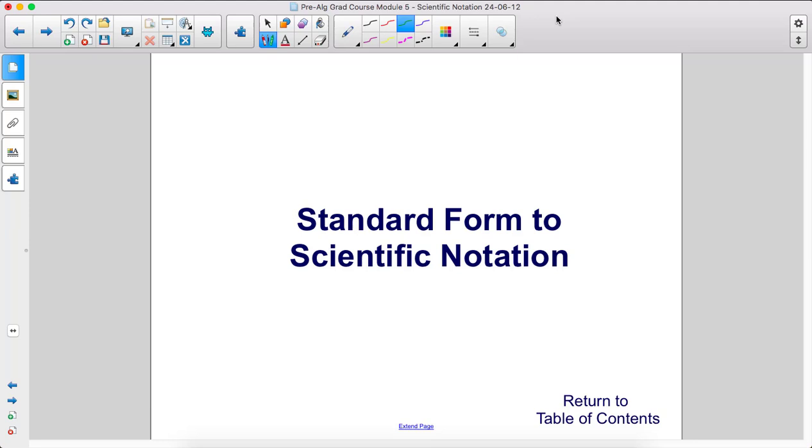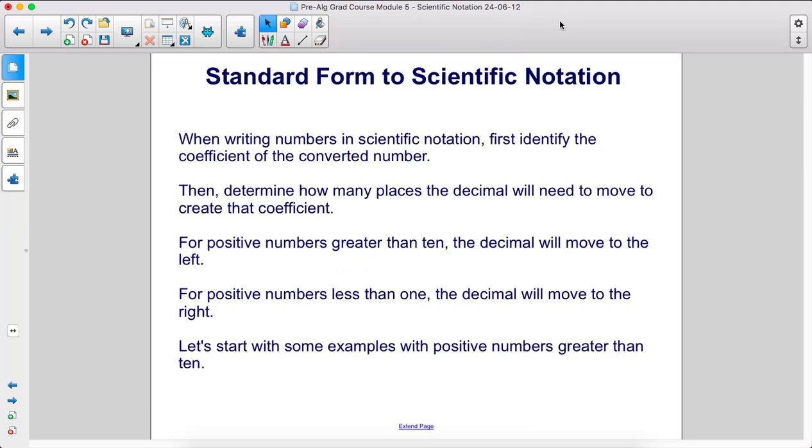Standard form to scientific notation. When writing numbers in scientific notation, first identify the coefficient of the converted number. Then, determine how many places the decimal will need to move to create that coefficient. For positive numbers greater than 10, the decimal will move to the left. For positive numbers less than 1, the decimal will move to the right.